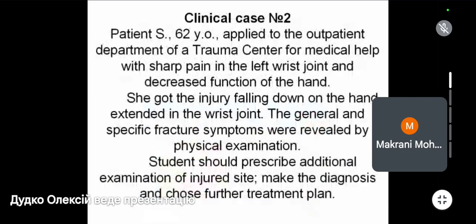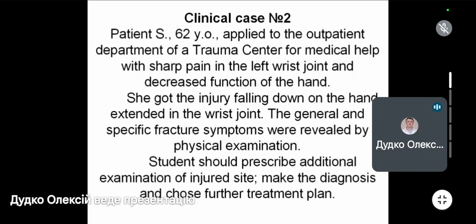So, second case. The second case is about wrist injury. Don't be confused: the wrist joint is injured, but the fracture is not a fracture of the wrist. We may say that it's a wrist fracture, and many students during previous exams told this diagnosis.